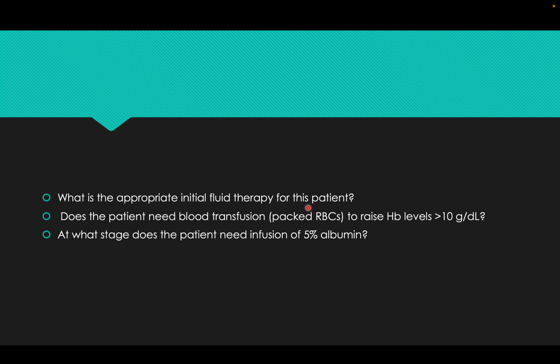So what is the appropriate fluid initially? Always normal saline. Normal saline is the appropriate fluid of choice. But once the BP is corrected, since the sodium is high, you can convert to 0.45% saline or 5% dextrose based on the glucose concentration. If the patient is going into hypoglycemia, you can go for 5% dextrose also.